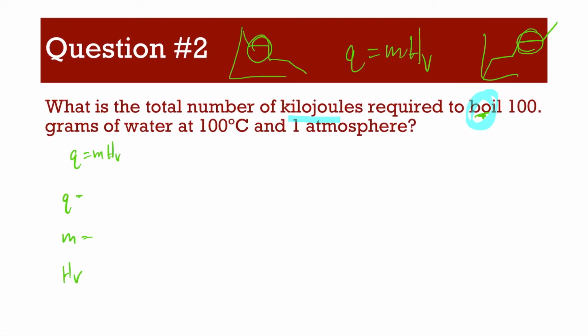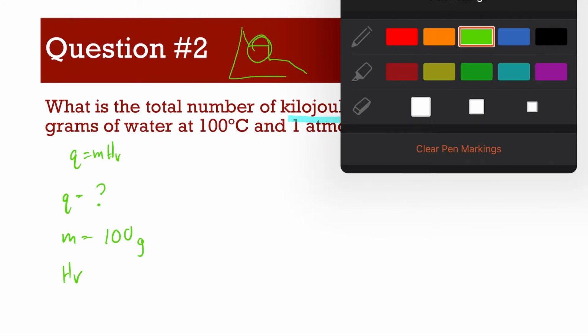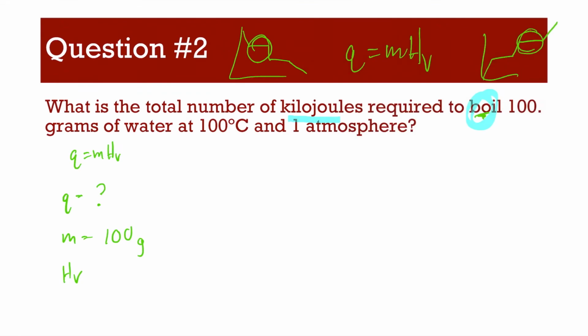Okay, so what is the total number of kilojoules? So we're looking for Q. Needed to boil 100 grams of water, at 100 degrees and 1 atmosphere. Now, this equation doesn't have something for temperature, so the fact that we're given 100 degrees and 1 atmosphere does not matter. There is nowhere to physically put it in the equation. It says boil, so that's how we know we're using this one. So don't let that temperature confuse you and think that we're using a different equation.